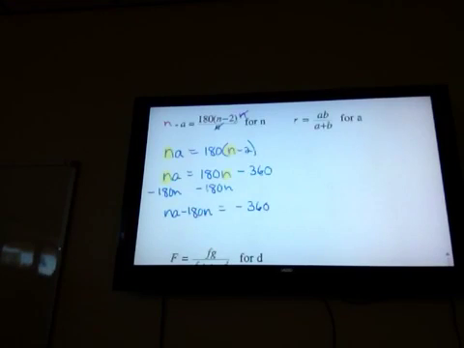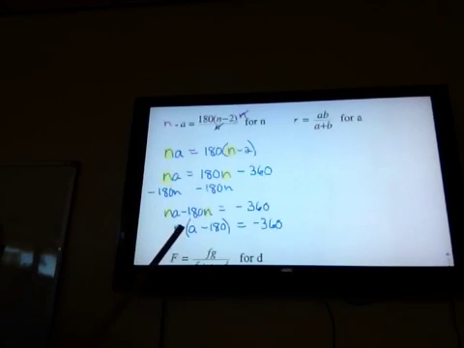The variable I'm solving for appears more than once. So this is where I do the reverse, the opposite of my distributive property. I'm going to put parentheses back in. So n is the common factor, so that comes out in the front of the parentheses. When I take n from the first one, I have a, and n from the second one, my minus 180, equals negative 360.